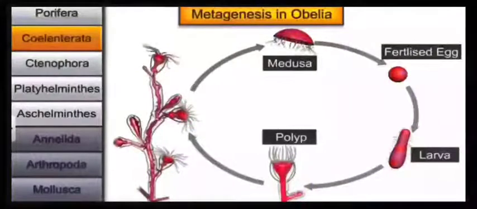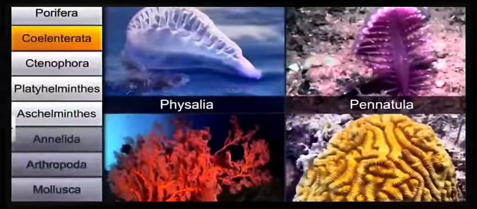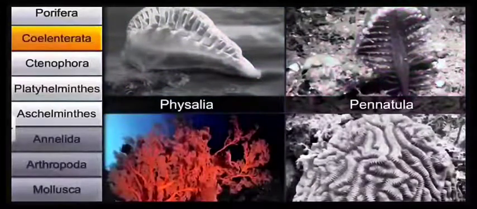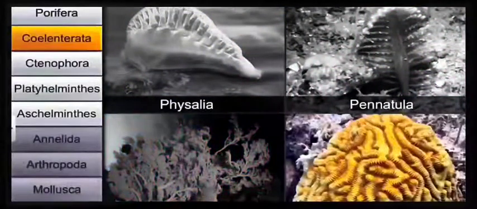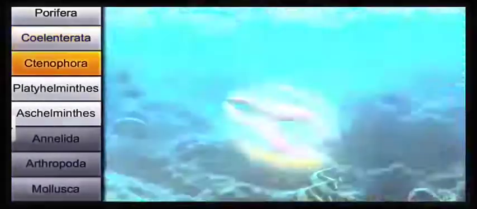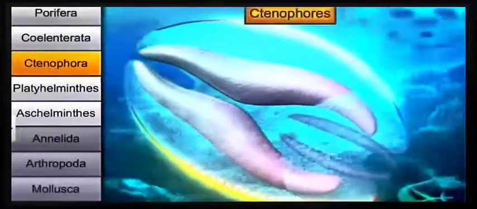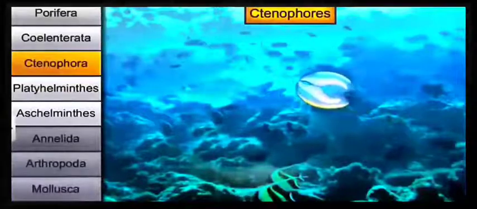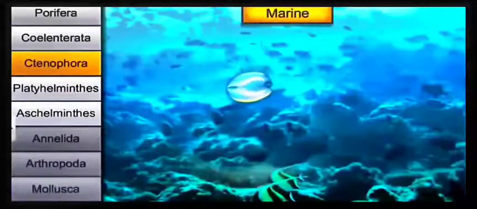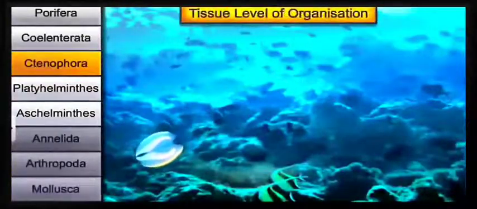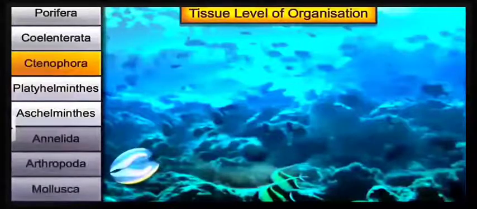Now let us see the examples of Coelenterata. These are the examples: Physalia, Adamsia, Obelia, that is the jellyfish, and Hydra. So these are Coelenterata. After Coelenterata, let us switch over to the third phylum, which is called Ctenophora. Earlier it was grouped into same Coelenterata, but now it is a different phylum. So the characteristics are they are marine, radially symmetrical, diploblastic, tissue level of organization, just like Coelenterata.